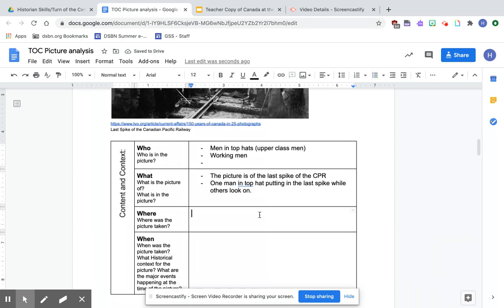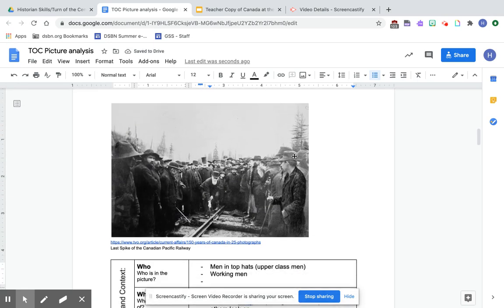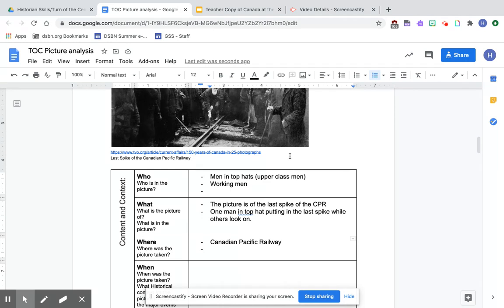Where was this picture taken? Well, we know it's on the Canadian Pacific Railway. So I don't know exactly where this picture is taken, but I can assume, looking at it, I see the trees and I see that it's from the Pacific Railway. So I know it's on the west coast of Canada. Okay, and I'm going to make an inference that it's probably BC.